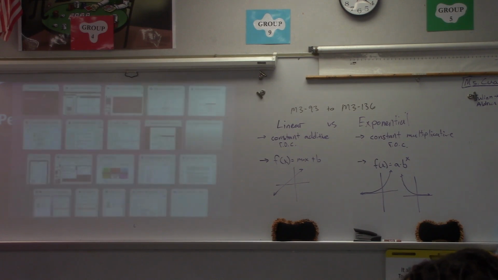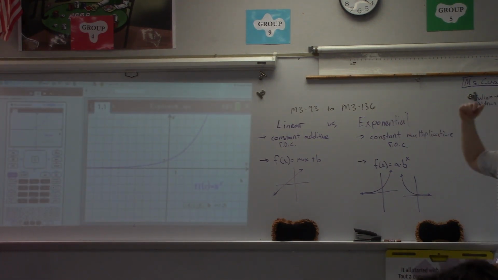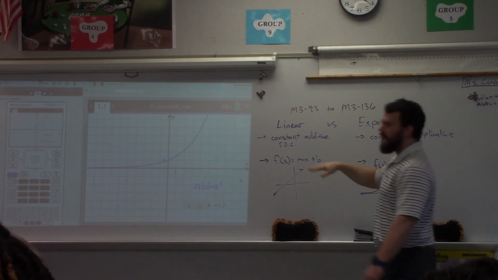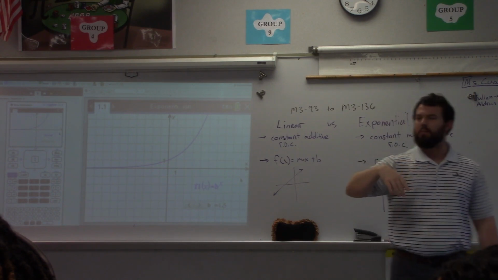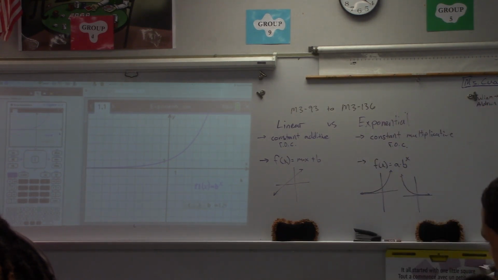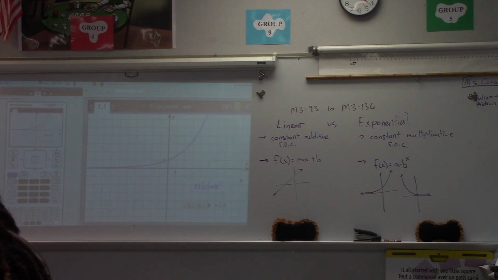Okay, so I need you to look at this. What type of function is this? Exponential, right? Notice, do I have an a in this case? No, I just have the b to the x. Remember, what was the a? It didn't define the type of function. The a was not the vertex. We don't have a vertex. It's not the concavity. We don't have concavity. Slope? No.